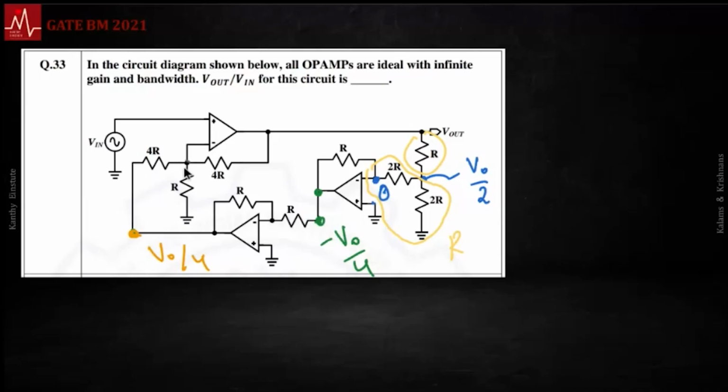This is V in, so this is V in virtually shorted. Now I think you can write down one equation. If there is no current through that input terminal, you can write a summation of currents here and then you can relate the input to the output. That equation is: current through the 4R should exit through this 4R and this R.